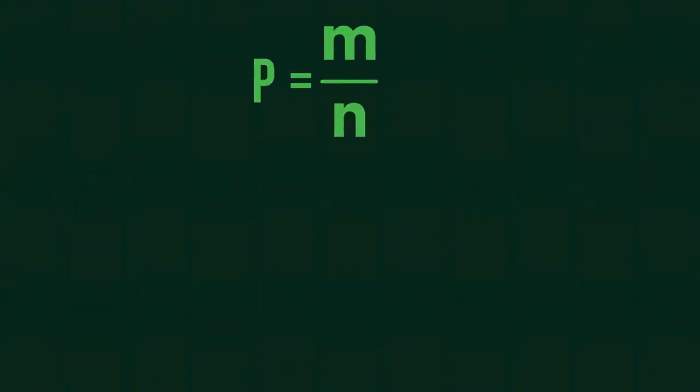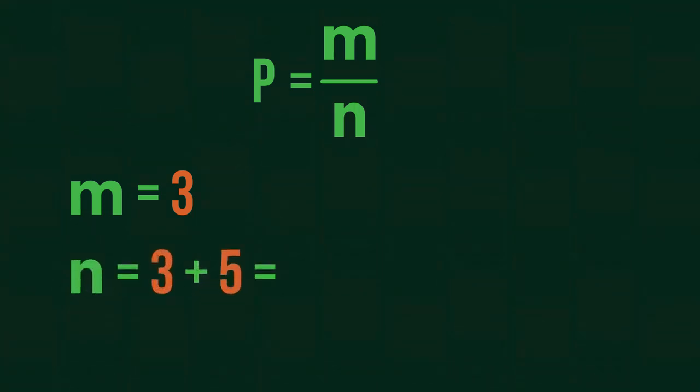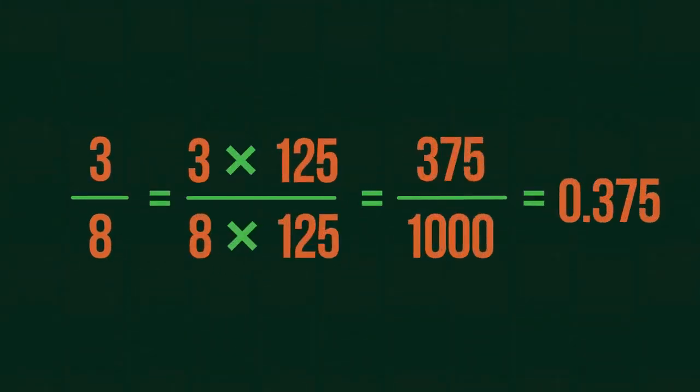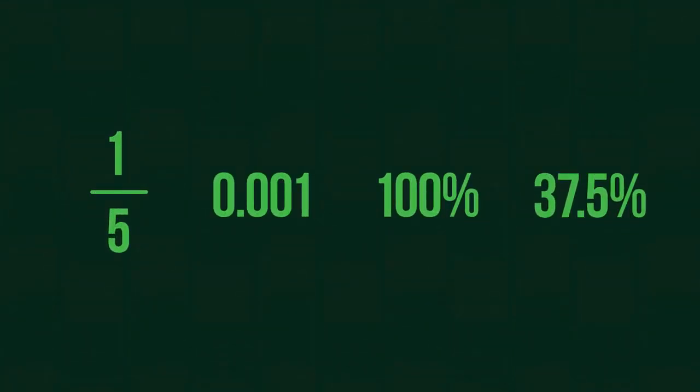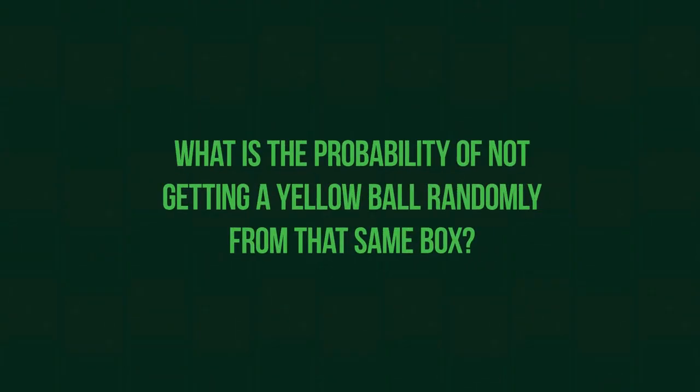We already know that we only need to find the number of successful outcomes, which is 3, and divide it by the number of all outcomes, which is 3 plus 5, which equals 8. So the probability is 3/8. 0.375 is also our probability, or if we use percentages, it's 37.5%. All of it is the same, and probability can be expressed by any one of these numbers. Let's see our next example.